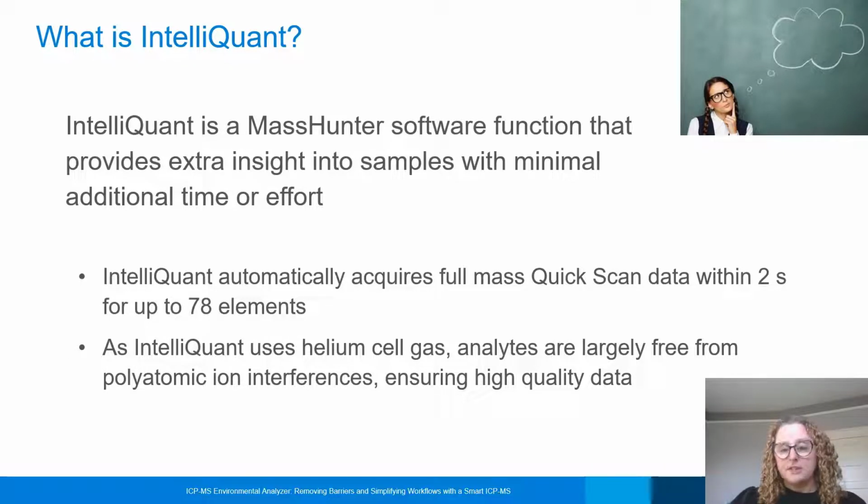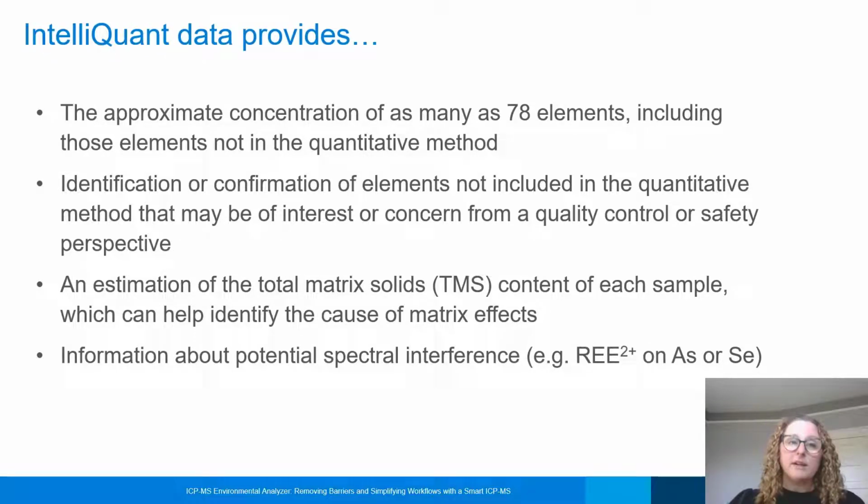IntelliQuant uses helium cell gas because largely analytes are free from polyatomic interferences, and we can ensure that we have high quality data. So what can this IntelliQuant data provide? Well, like I just said, it can provide approximate concentrations for 78 elements, including those which are not included in your quantitative method. So if you were doing a method that runs maybe 4 elements, 12 elements, it just depends on your laboratory and method needs, you could get additional data on all 78 of those elements.